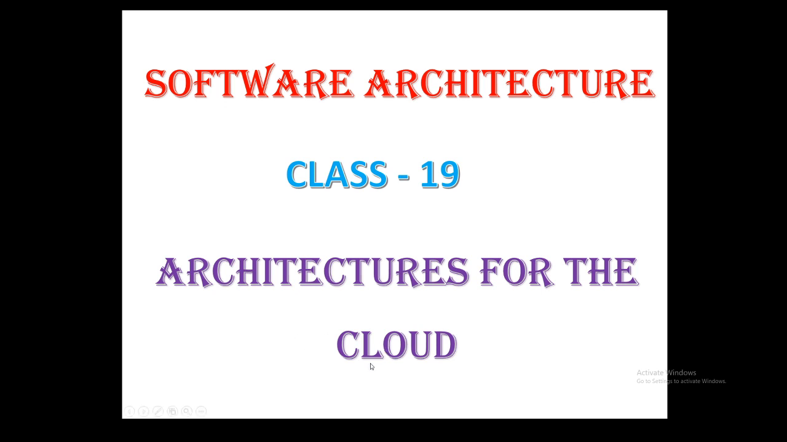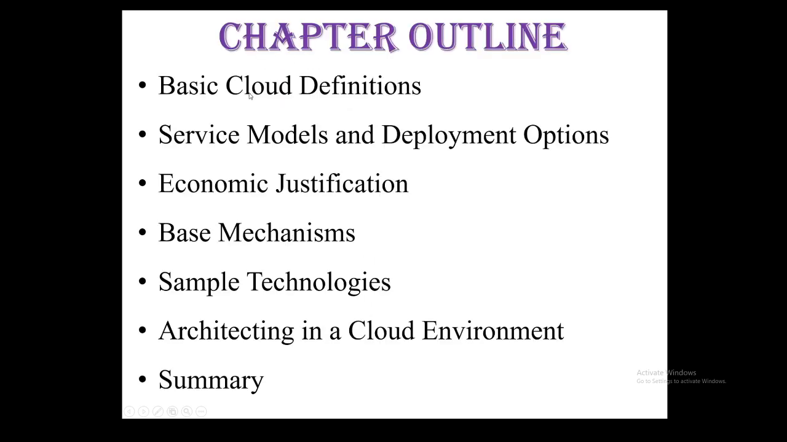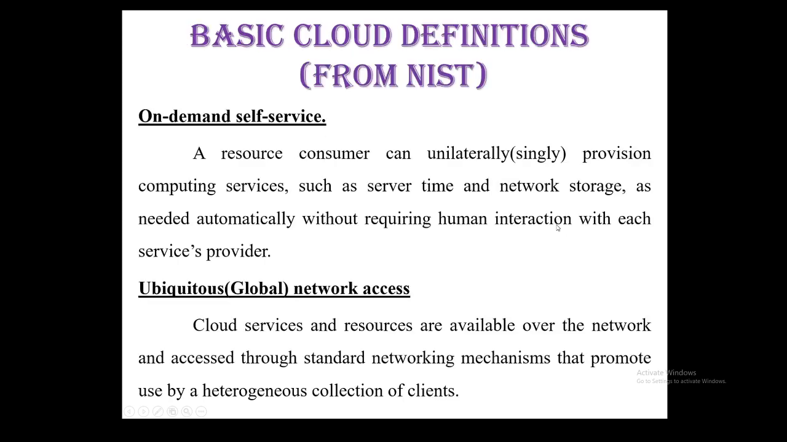Cloud is a different type of computing system, having different types of servers and services which can be used by all the different types of users in a network, right? In this chapter, we are going to learn about the definitions, service models, deployment models, economic justification, and these kinds of topics. Today, we are going to learn only these three topics, right?